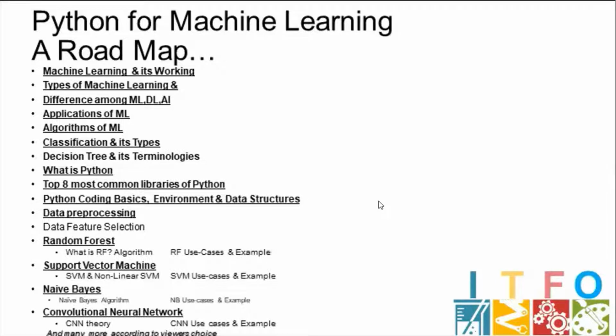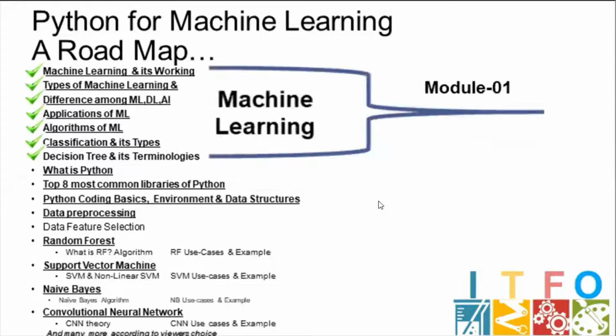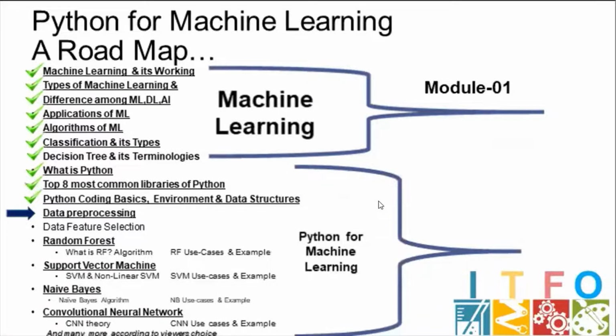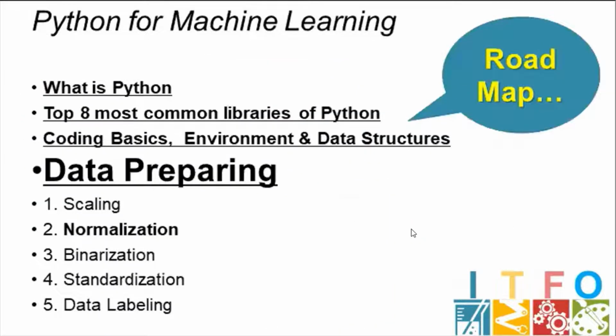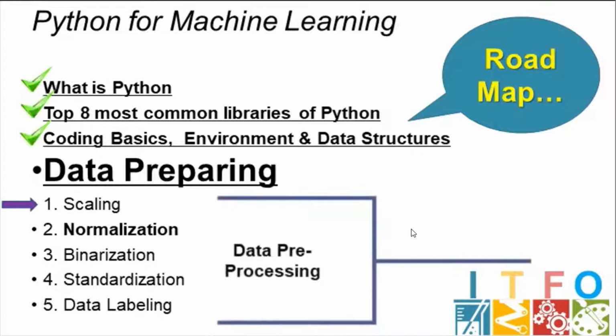We started this in the previous lectures. Today's lecture is lecture 5. What we have done so far: machine learning in module 1, and then in module 2 we started Python, which is 4 lectures. We have started data processing, and today is its second lecture, the 5th lecture overall. Normalization is our topic today.